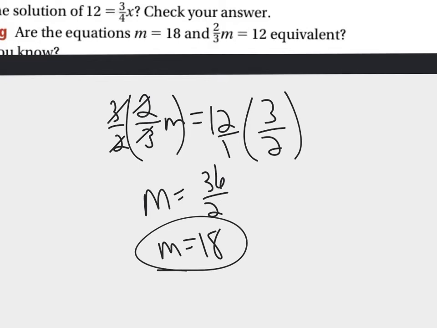That's when we simplify, when we solve those. Again, if we get the same answer, then they are equivalent. So the answer would be yes. Another option you could do is, since this first equation was m equals 18, you could just substitute an 18 in place of m and see if that works, if it equals 12 by doing that.